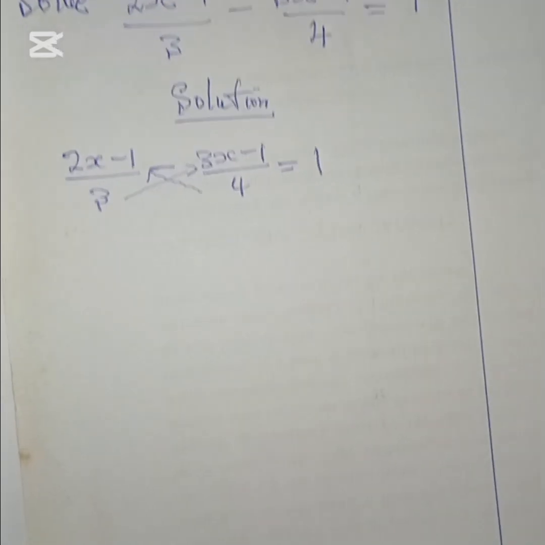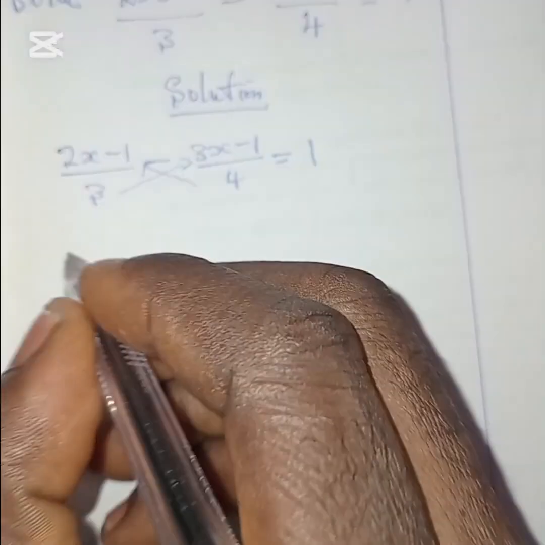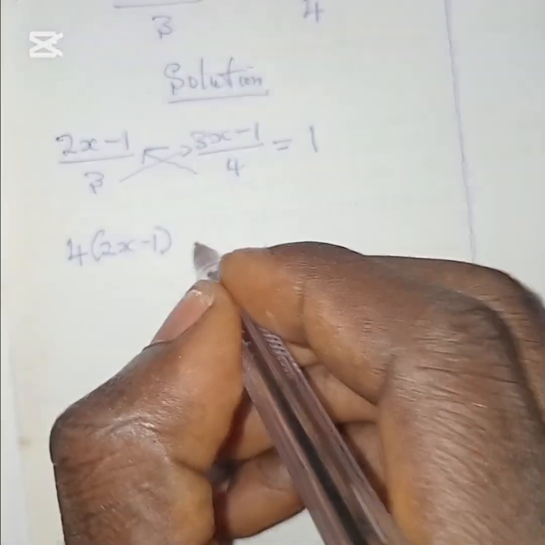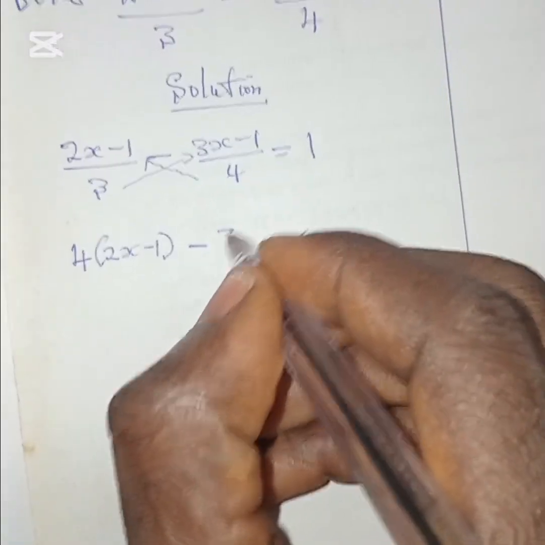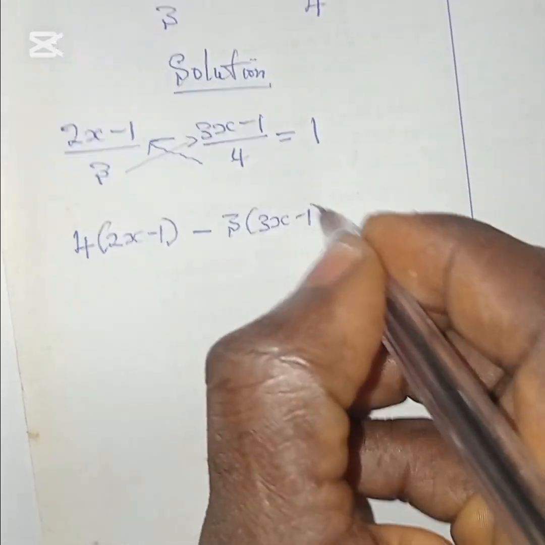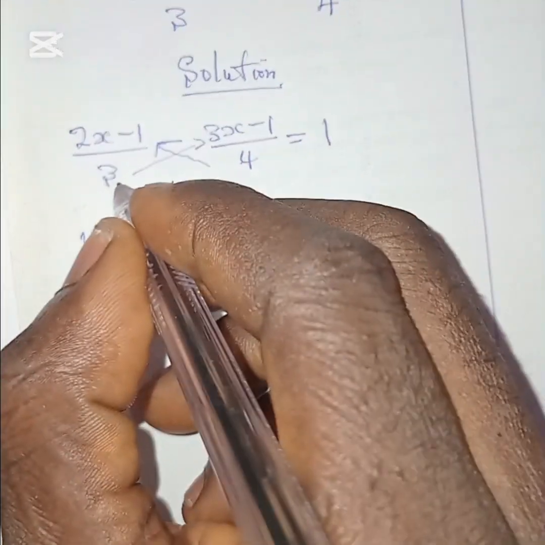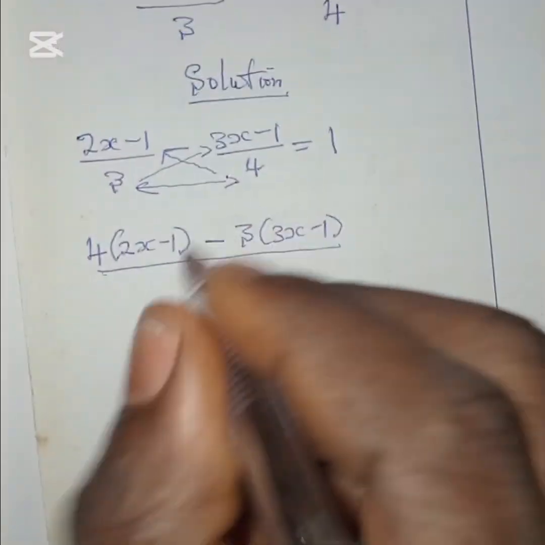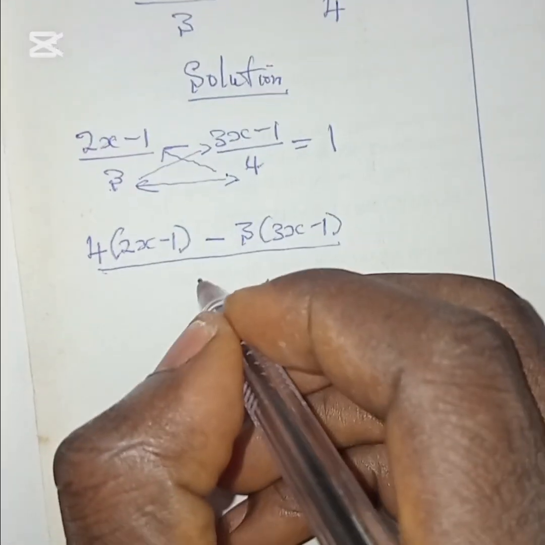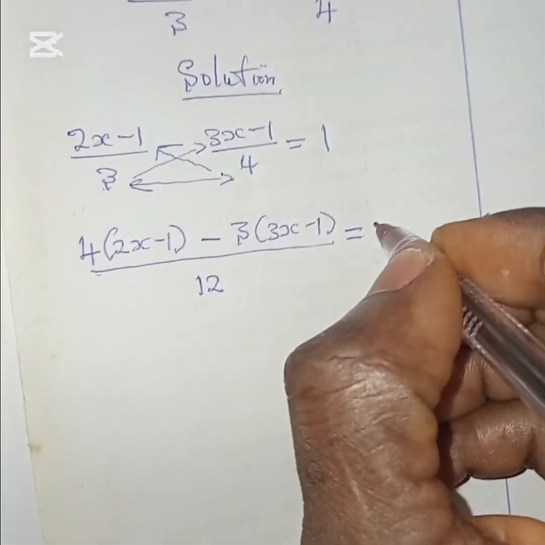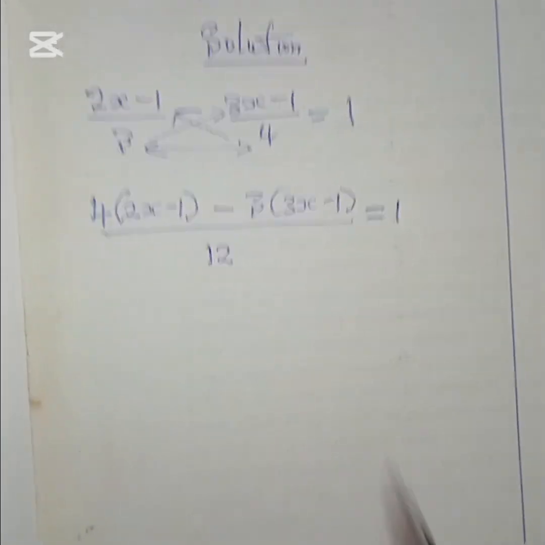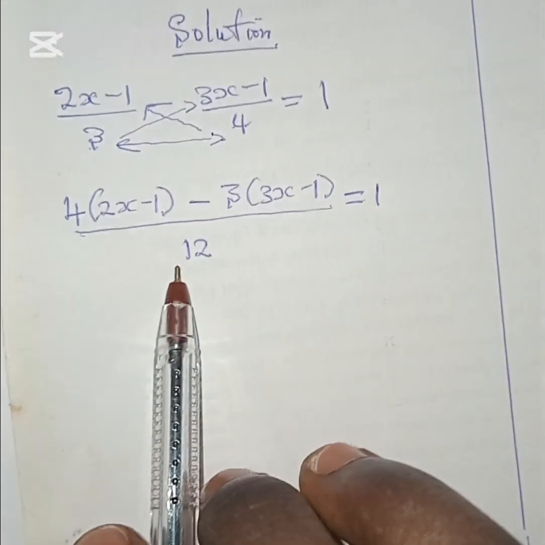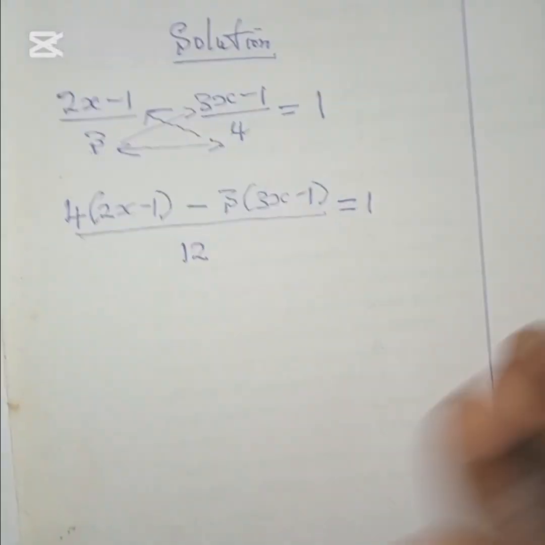So if you do that, you have 4 multiplying (2x minus 1), minus 3 multiplying (3x minus 1), all over 3 multiplied by 4, which gives you 12, all equal to 1. So that is the first step. It means 4 will multiply everything inside its bracket, and 3 will multiply everything in its bracket, all over 12, which equals 1. Let's go forward to the next step.